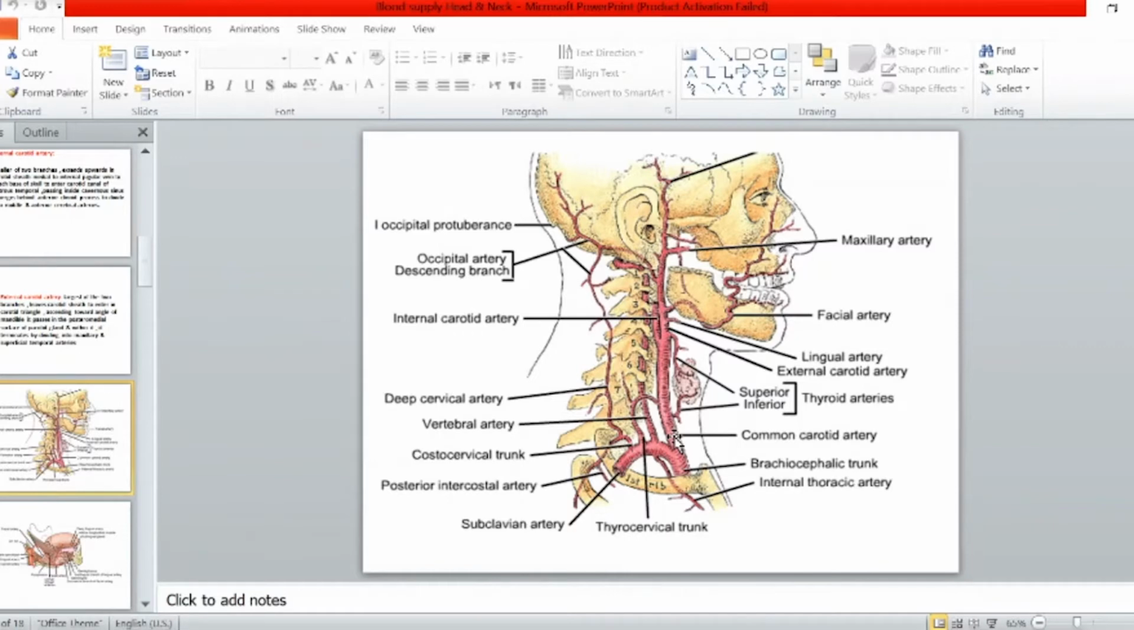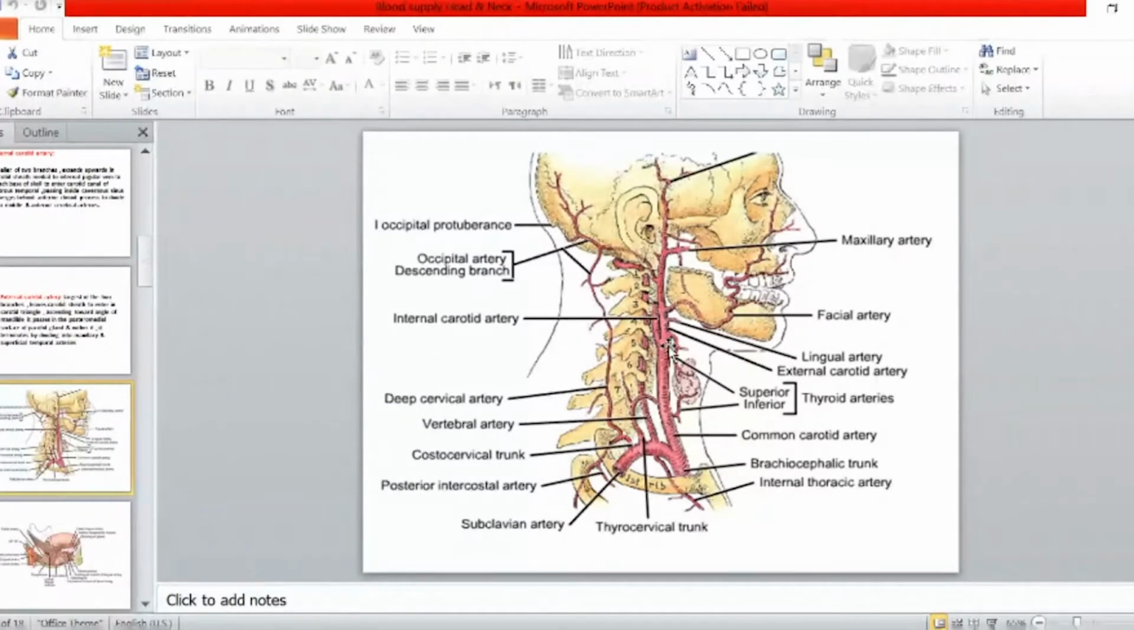These two common carotid arteries ascend in the carotid sheath to the level of the superior border of thyroid cartilage, where each of them divides into two terminal branches. You see here, this is the level of the superior border of thyroid cartilage. The common carotid artery divides into the external carotid artery and the internal carotid artery in the carotid triangle.